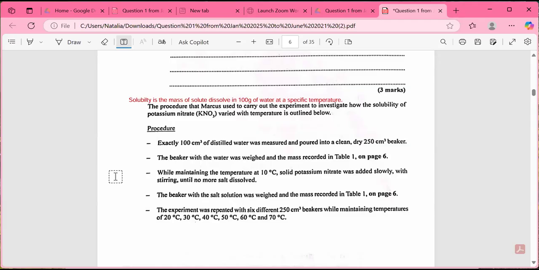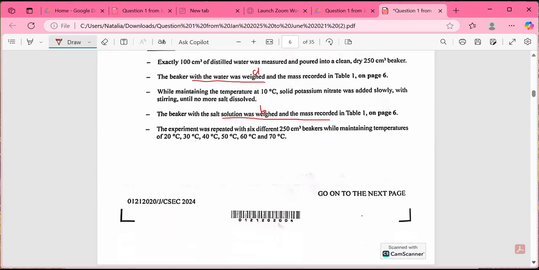Here it says the mass of the salt solution was weighed and the mass recorded. Remember that the mass of the salt solution would be the mass of the beaker, the water, and the salt. In this step, I would have already determined the weights of the water and the beaker. So if I want to find the mass of the salt, what would I need to do? Subtract this weight here. So let's say this is the weight at B minus the weight at A. Clear? Yes, ma'am. You have to understand before you can do the question.